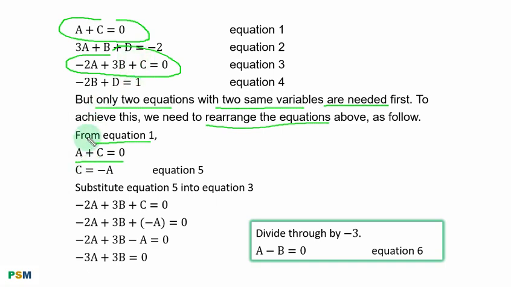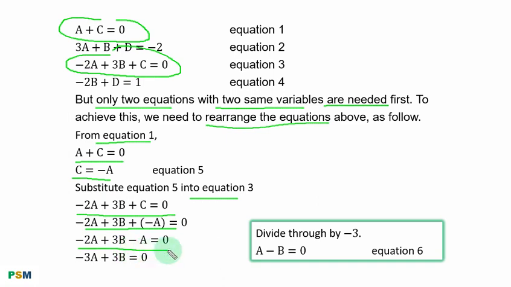So you transfer a to the right hand side and you have c equal to minus a as equation 5. Next, you replace equation 5 in equation 3. This is equation 3. You replace c with minus a in this form. You open the bracket. You have this result.